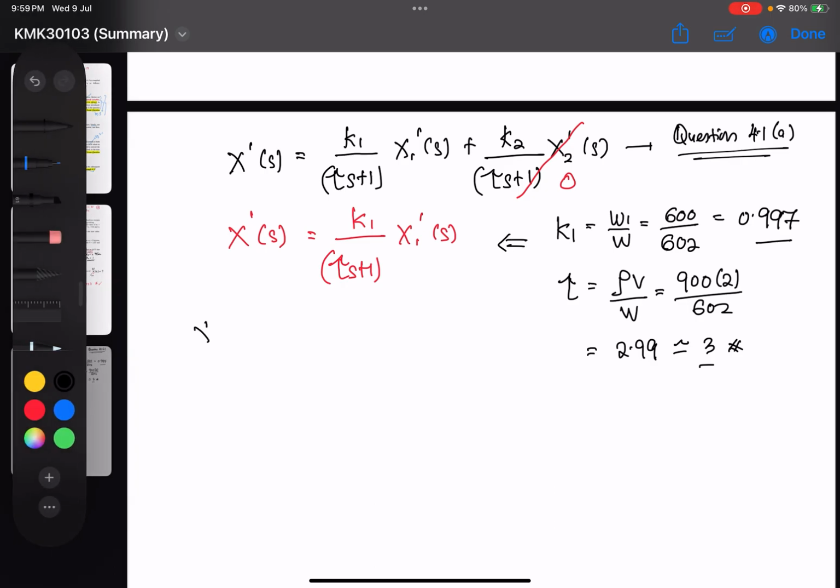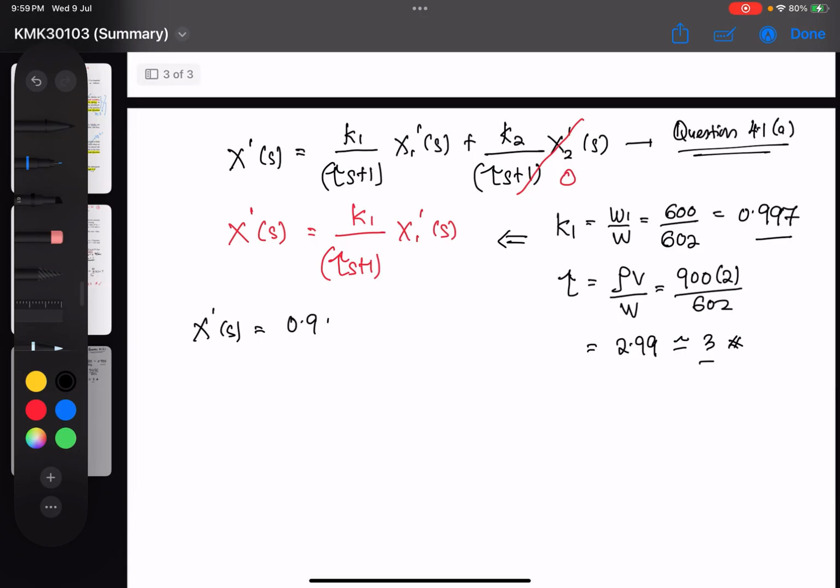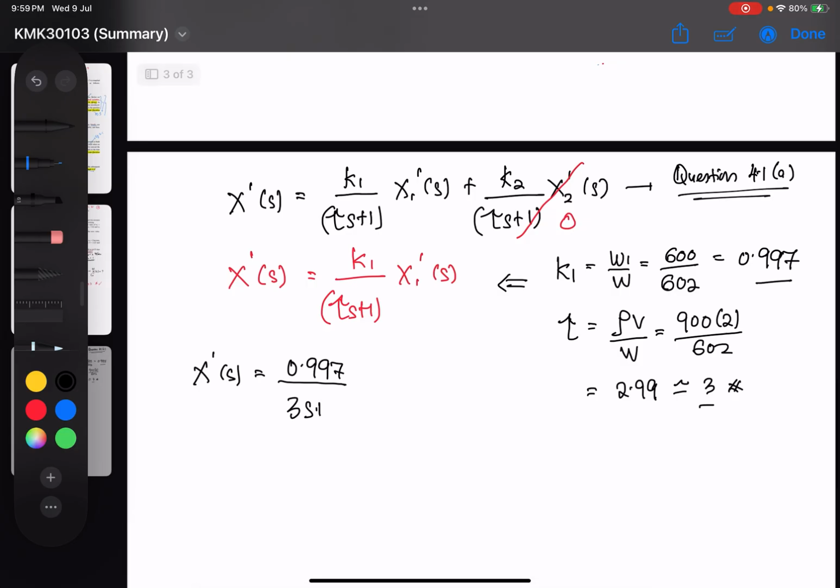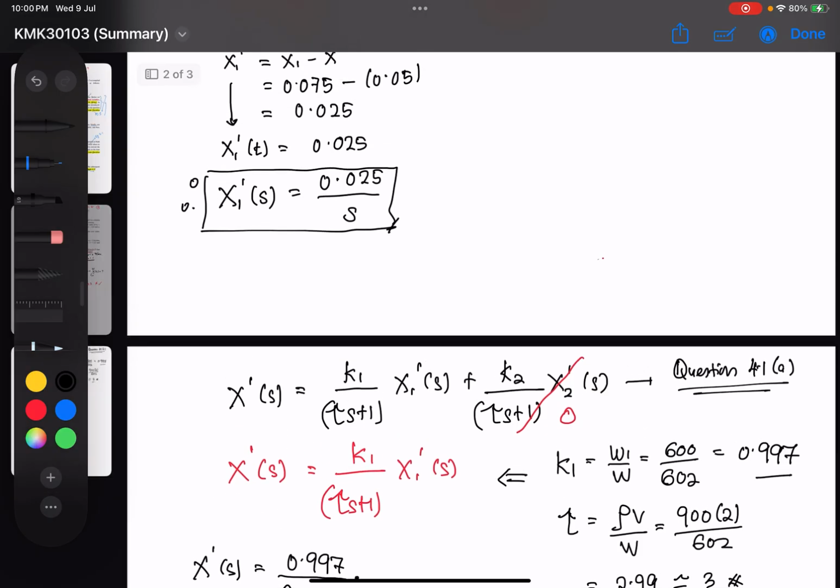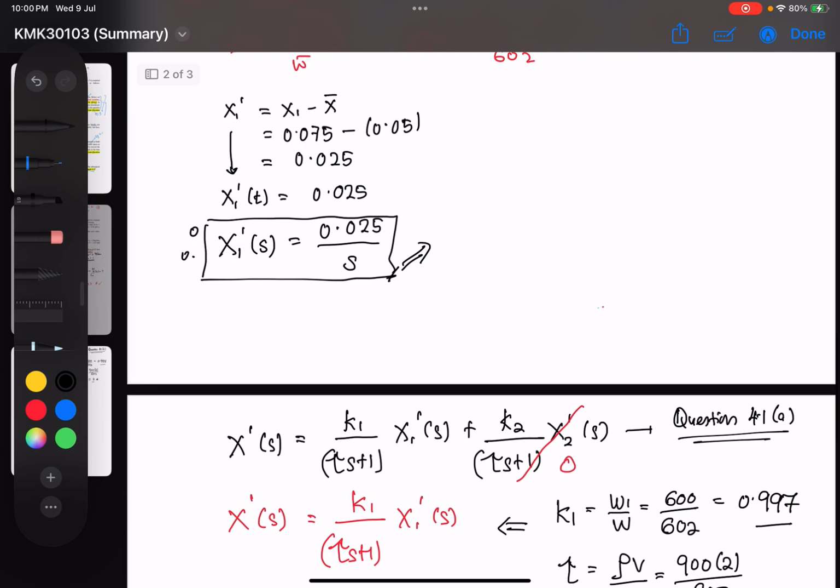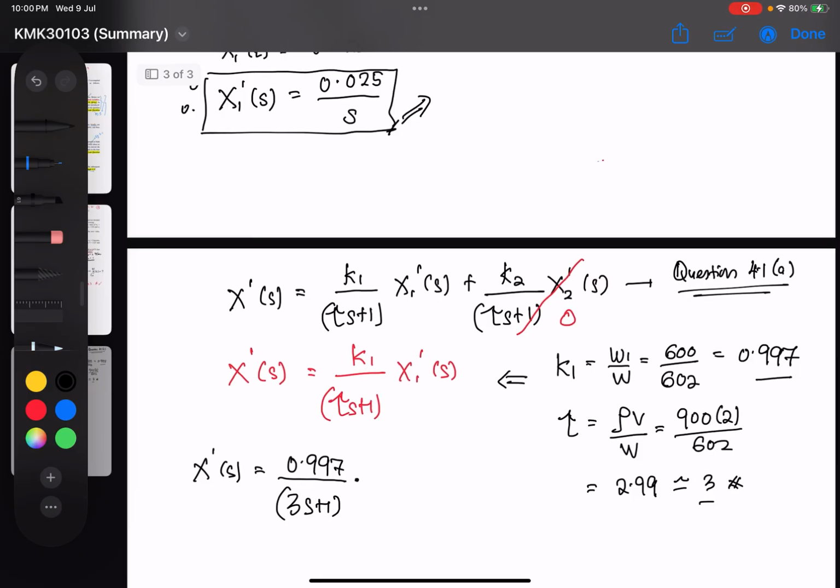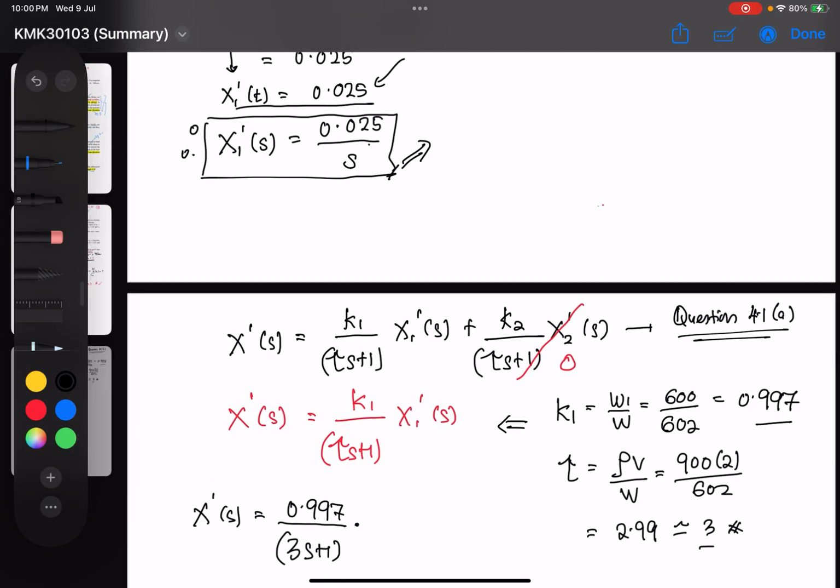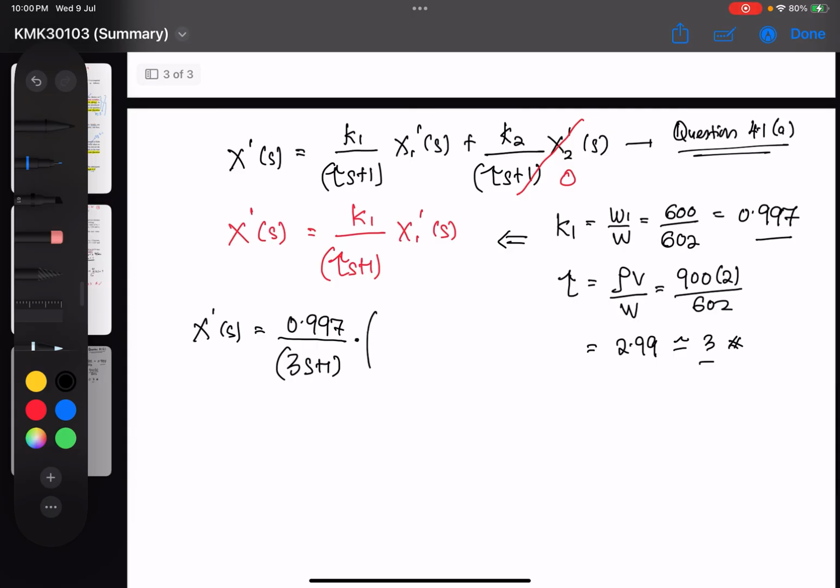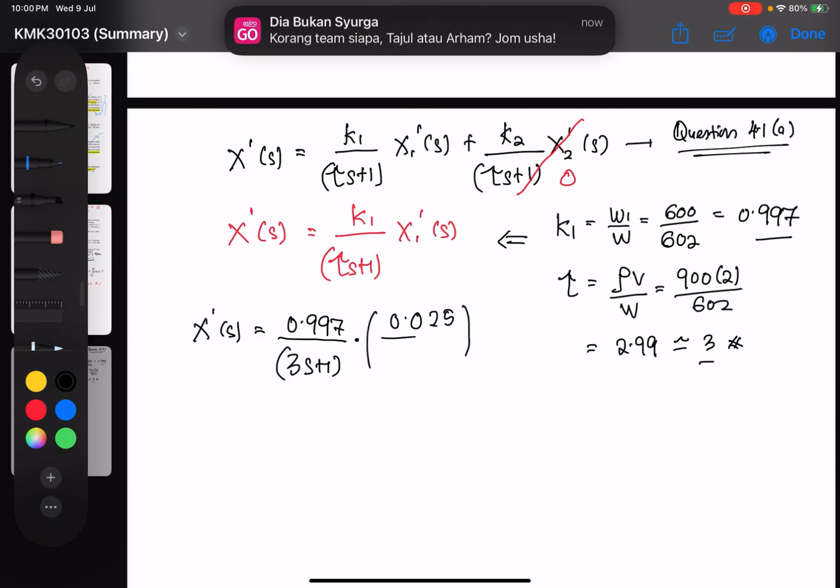So now I have x prime of s equals to 0.997 divided by 3s plus 1 multiplied by the x1 prime. What is the deviation value of x1? See, this one as a function of s, because before this I got it as a function of t, 0.025. Therefore, the x1 prime as a function of s equals the Laplace transform of this one, which is 0.025. So it's going to be 0.025 divided by s.